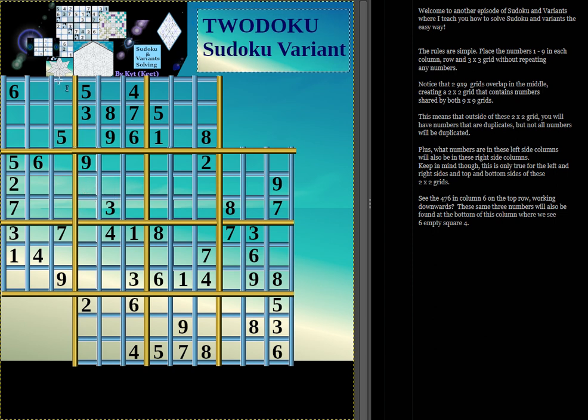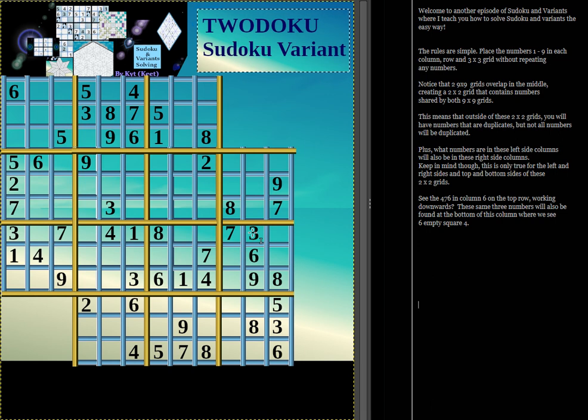Notice that two 9 by 9 grids overlap in the middle, creating a 2 by 2 grid that contains numbers shared by both 9 by 9 grids. This means that outside of these 2 by 2 grids, you will have numbers that are duplicates, but not all numbers will be duplicated. Plus, what numbers are in these left side columns will also be in these right side columns.